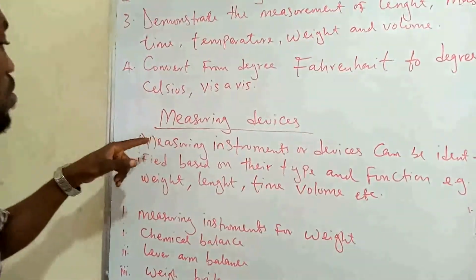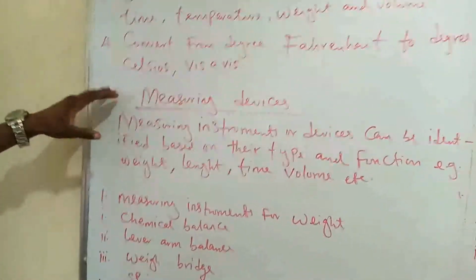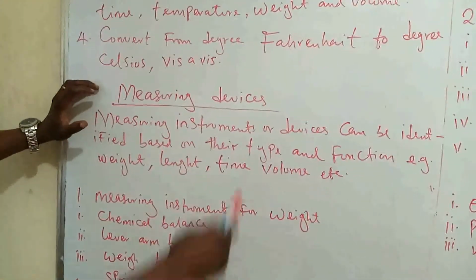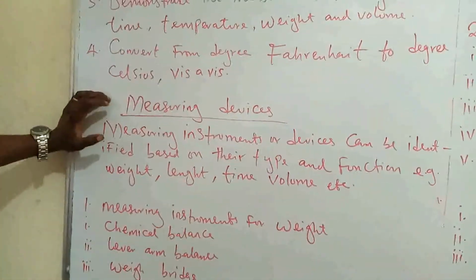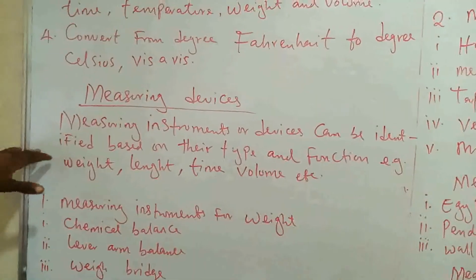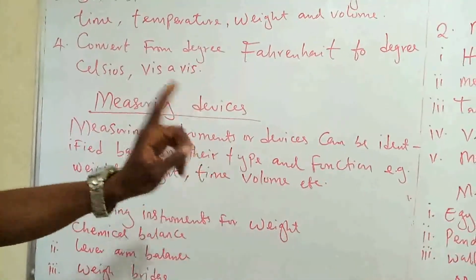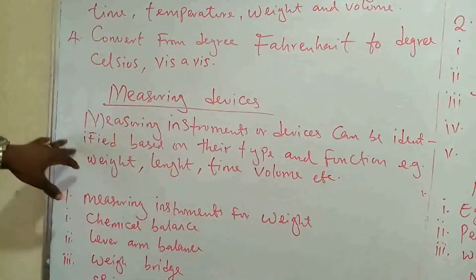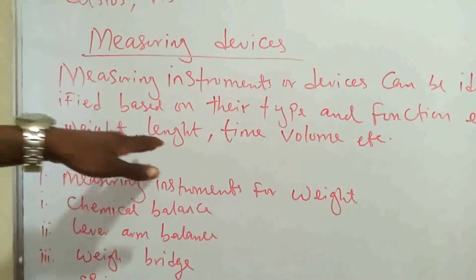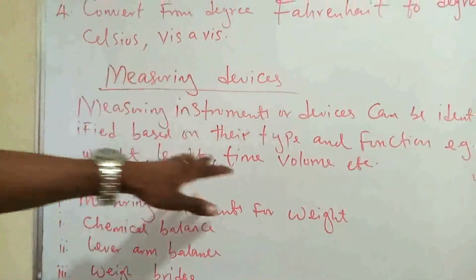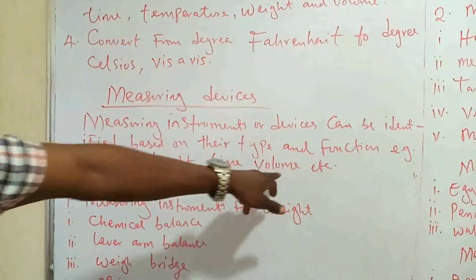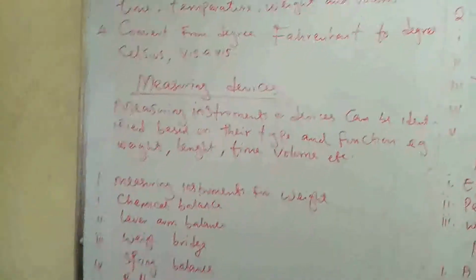Now let's take a listen to the measuring devices. We can call this also measuring instruments. If you don't want to call it a measuring device, you can also call it measuring instruments. So measuring instruments or devices can be identified based on their type of functions. Example, measuring devices or measuring instruments for width, measuring instruments for length, measuring devices for time, and measuring devices or measuring instruments for volume, etc.